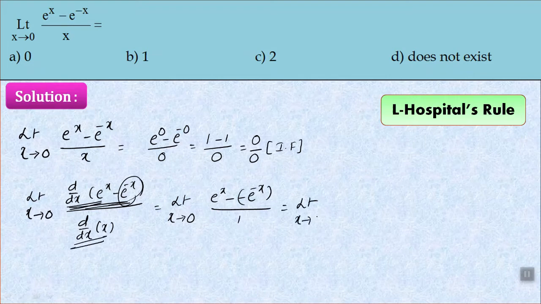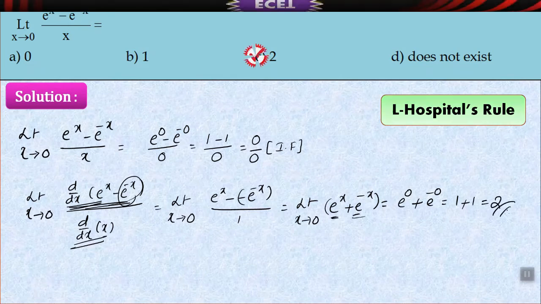This is equals to limit x tends to 0 e power x minus into minus plus e power minus x is equals to, now substitute the limit here, e power 0 plus e power minus 0, this is equals to e power 0 is 1 plus e power 0 is 1, this is equals to 2. Therefore, the answer is option C.